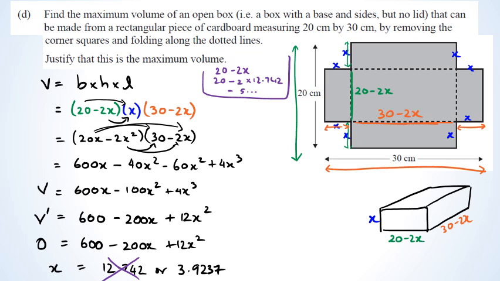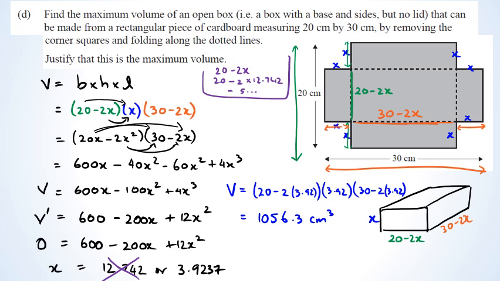Okay, now we still haven't figured out what the maximum volume is. So to figure out what the maximum volume is, you need to substitute 3.9 as x. So that means you're going to get 20 minus 2 times 3.92 times 3.92, which is x, multiplied by 30 minus 2 times 3.92. And when you do this, you end up with an answer of 1056.3 centimeter cubed.